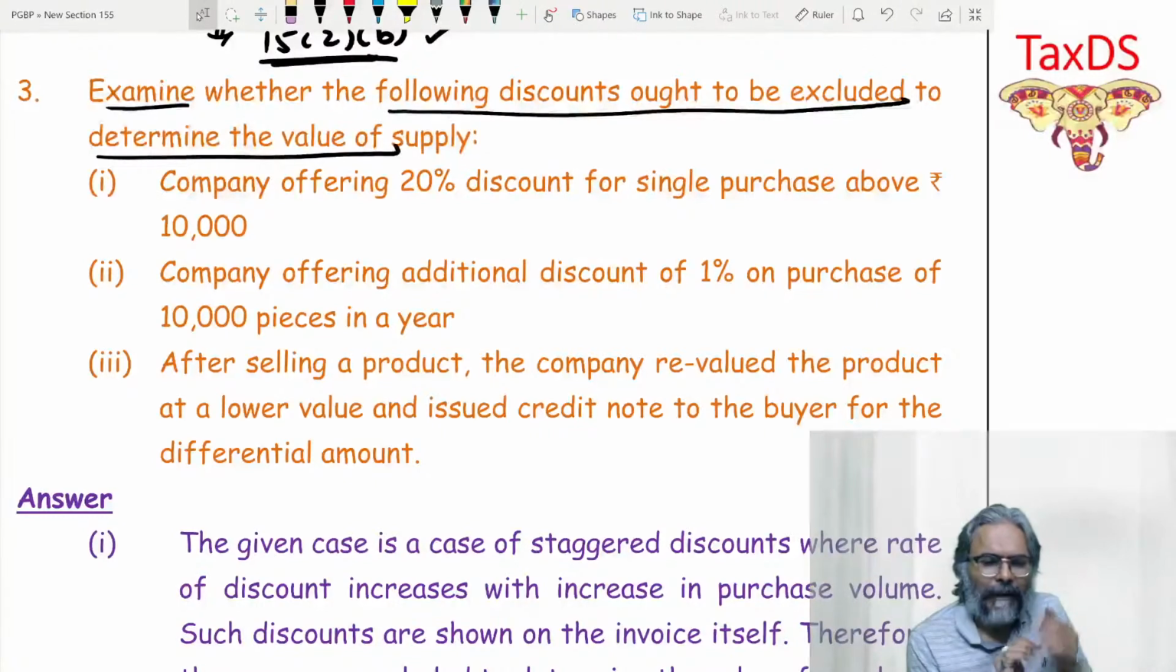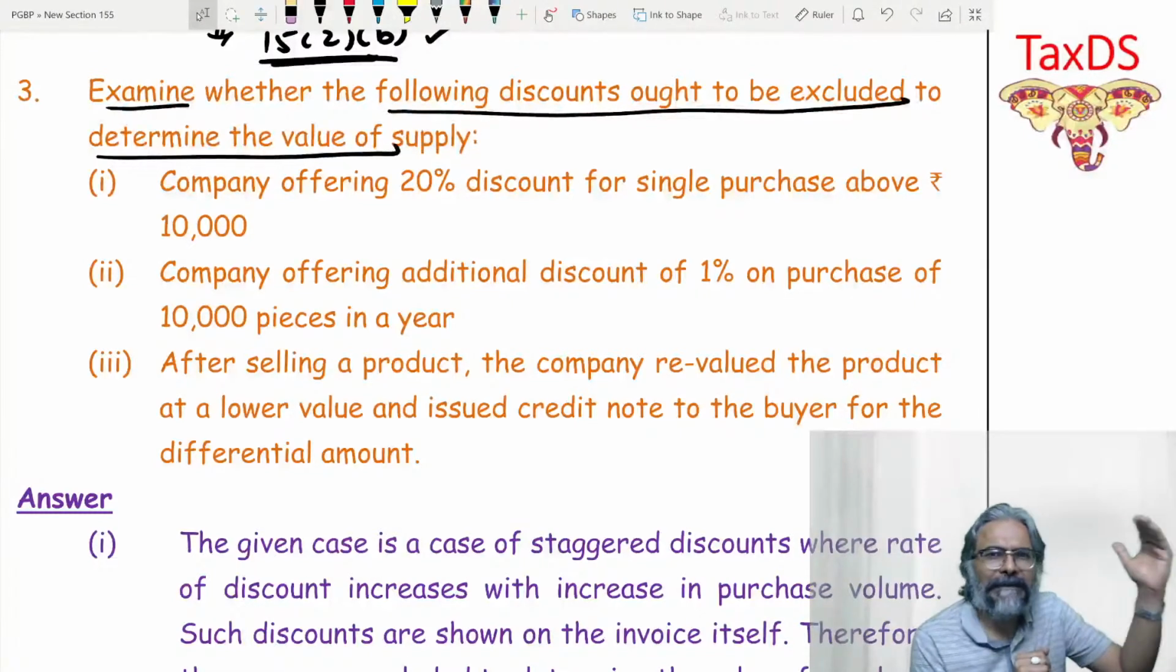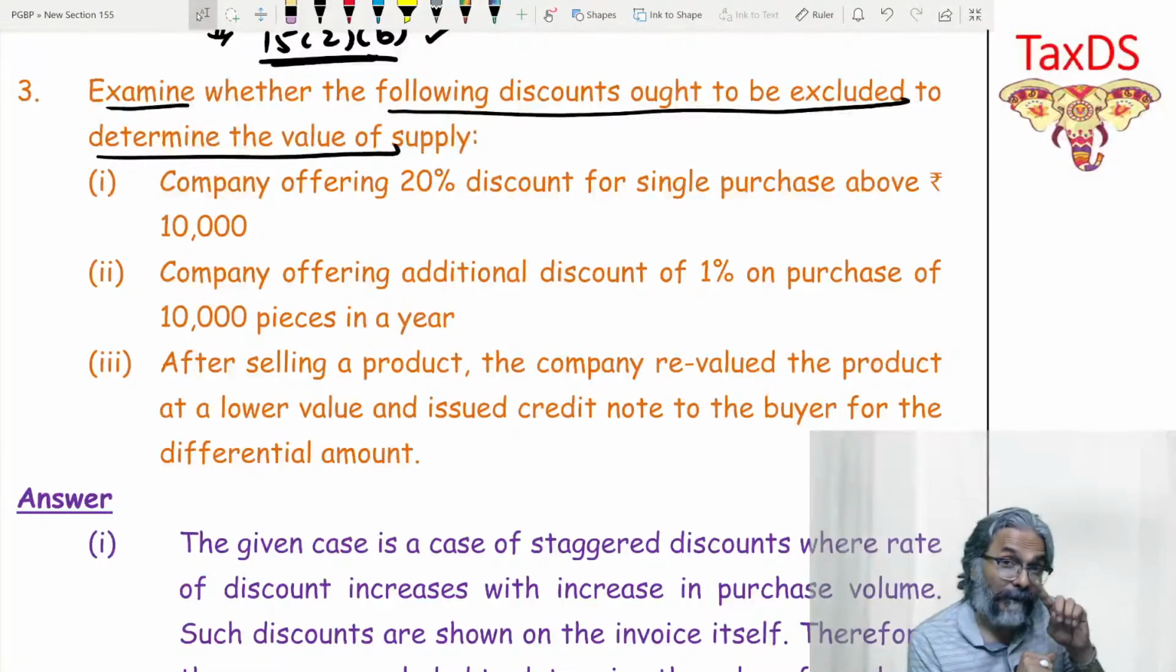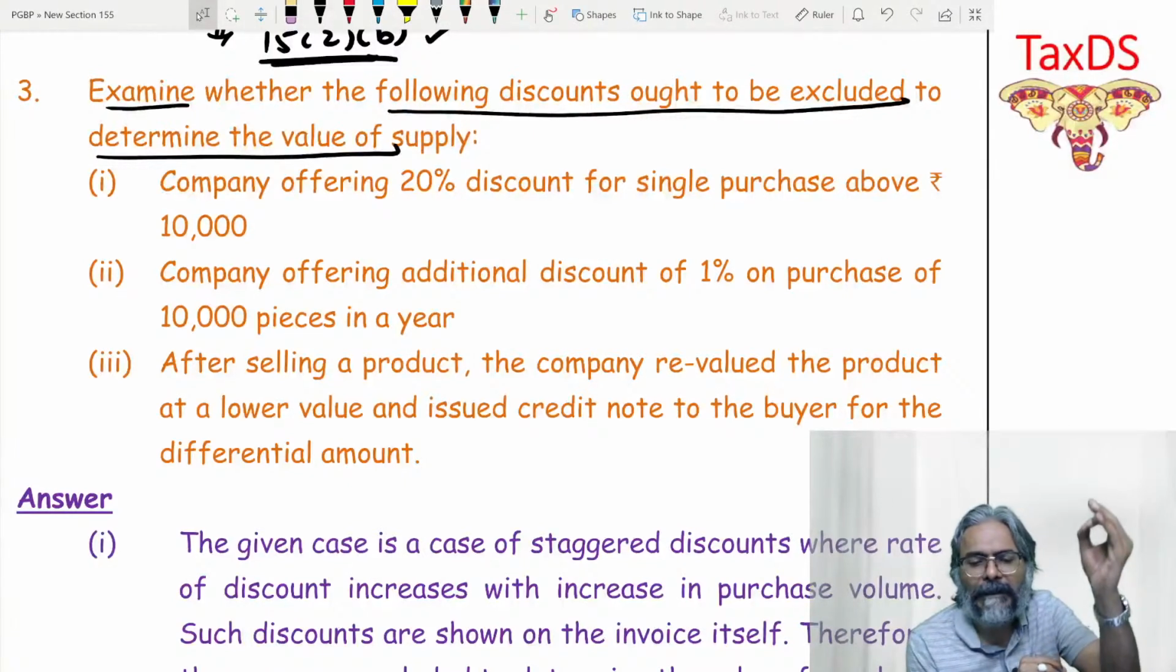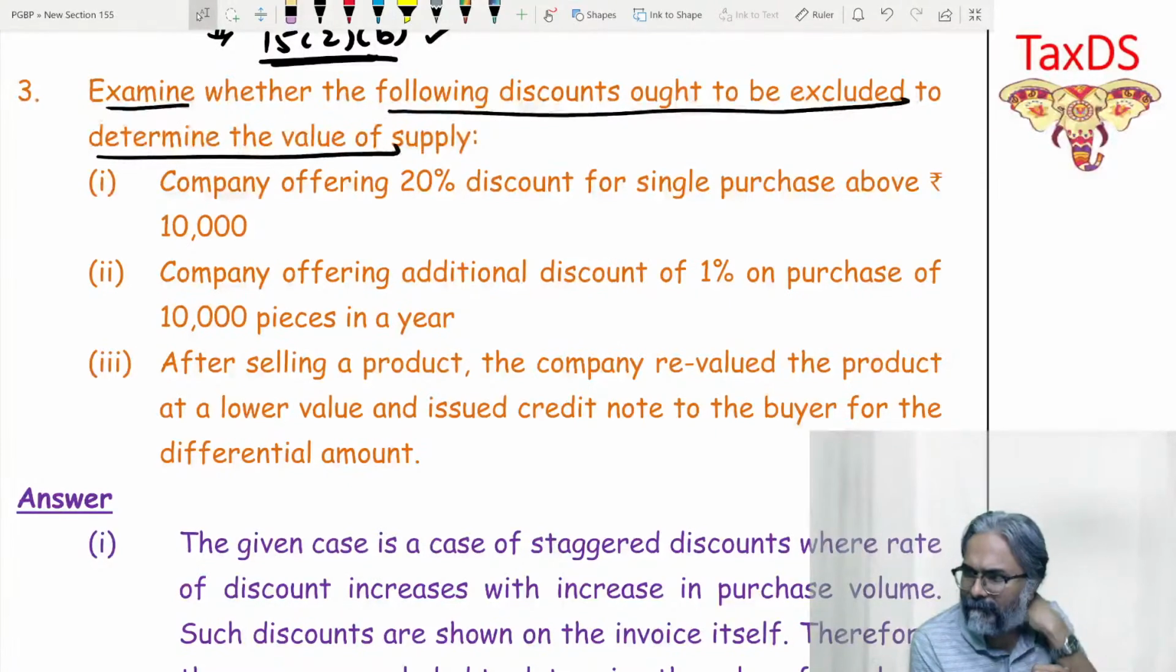Point number 1. Company offering 20% discount for single purchase above rupees 10,000. So the company is offering 20% discount for single purchase above rupees 10,000. So students, it is 15(3)(a). Can we say it is 15(3)(a)? It is a single purchase, na? So it is 15(3)(a). So accordingly, this is known at the time of supply.